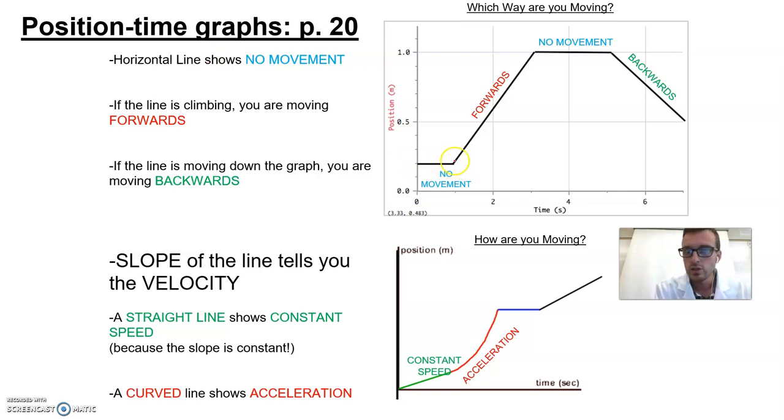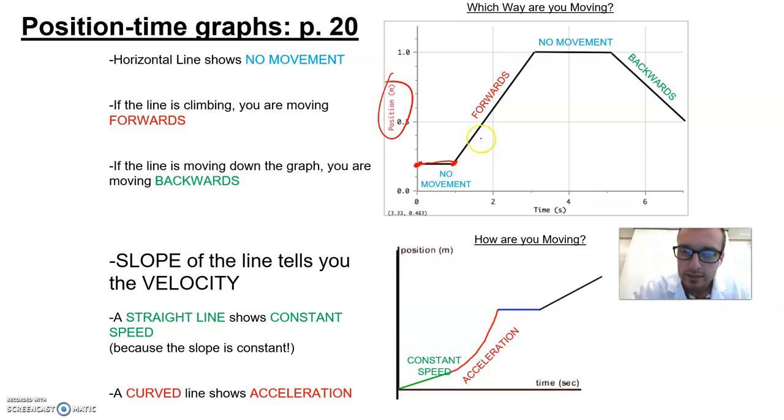A horizontal line shows no movement. Why is that? Well, look, if my position is 0.2 at 0 seconds, and then at 1 second my position is still 0.2, what did I not do? I didn't change my position, which means I didn't move. So that's why a line with a slope of 0 on a position time graph indicates no movement. Remember, slope is the speed, right? If the slope is 0, you're not moving anywhere.